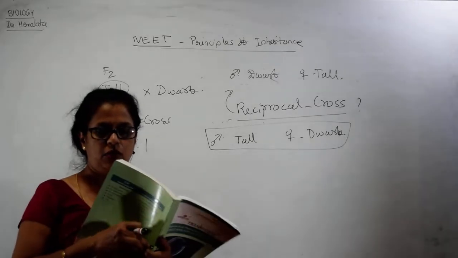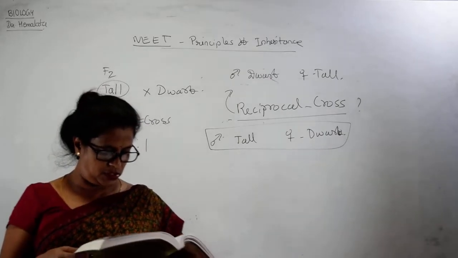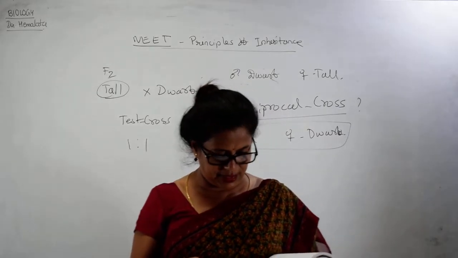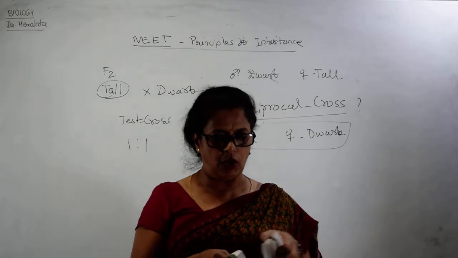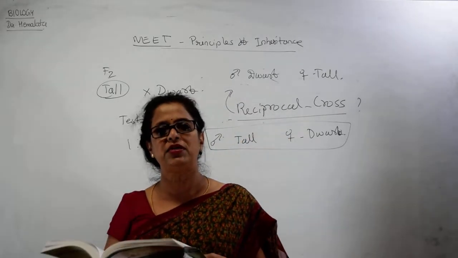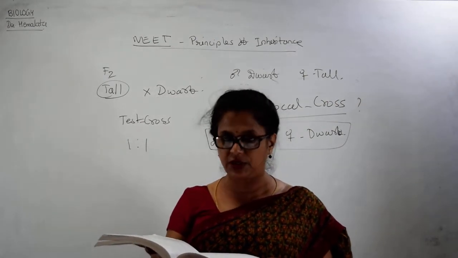It's not a hybrid cross. So the answer should be the test cross. Next is the 8th question: which of the following will not result in the variation among siblings? In siblings, I hope you know, siblings are born to the same parents. They are having a brother and sister relationship. Which of the following will not result in variation among the siblings?